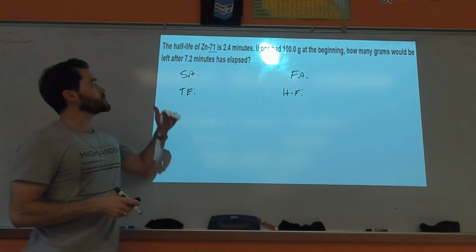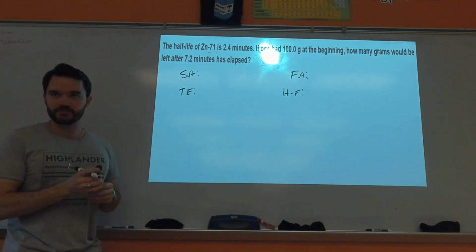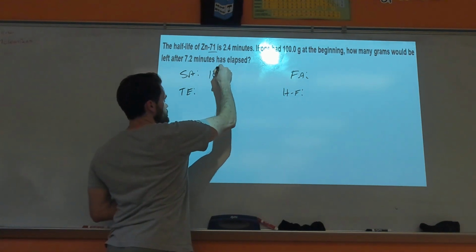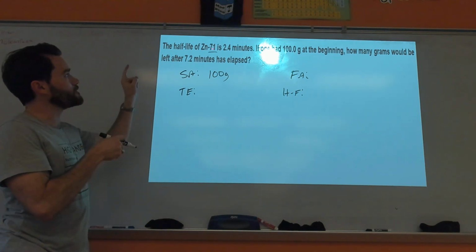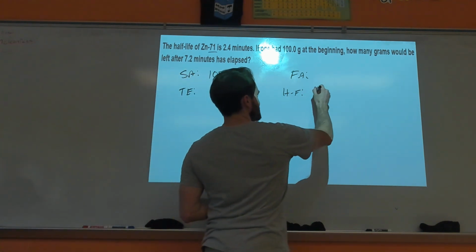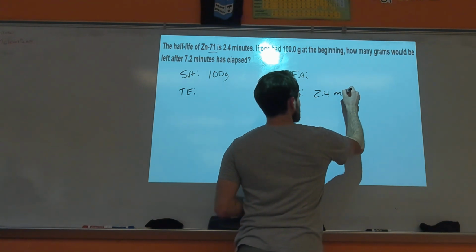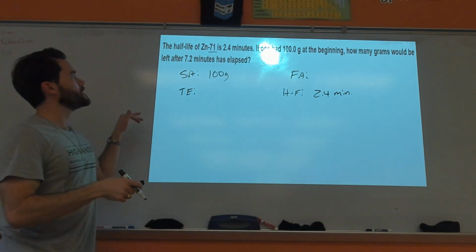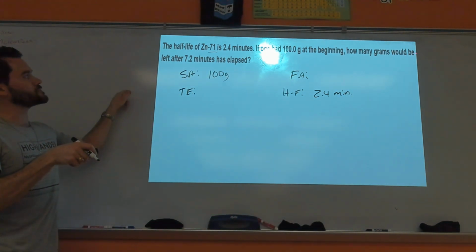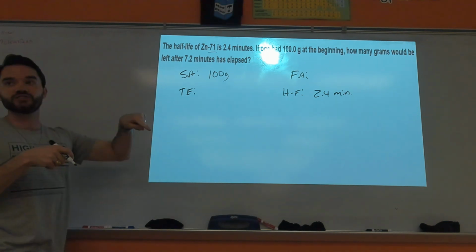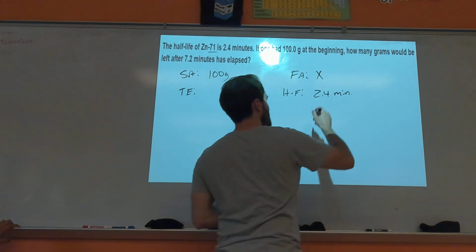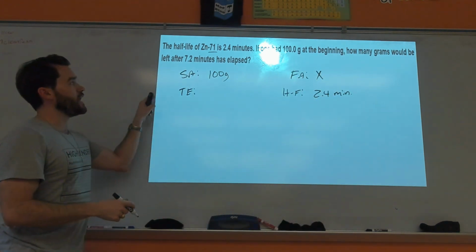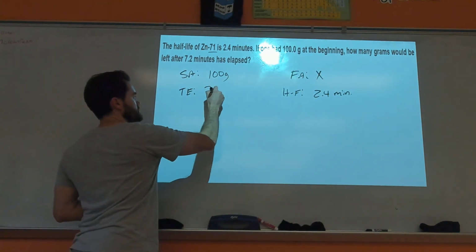Our starting amount, they tell us, is 100 grams. So we have 100 g. And then they tell us that the half-life is 2.4 minutes. And then they ask how many grams are left after 7.2 minutes has elapsed. So how many grams left, that's your x, that's your unknown. And then time elapsed is 7.2 minutes.